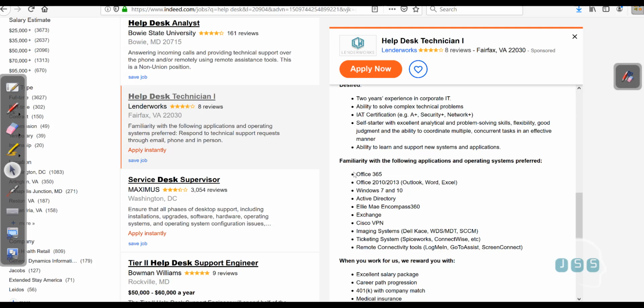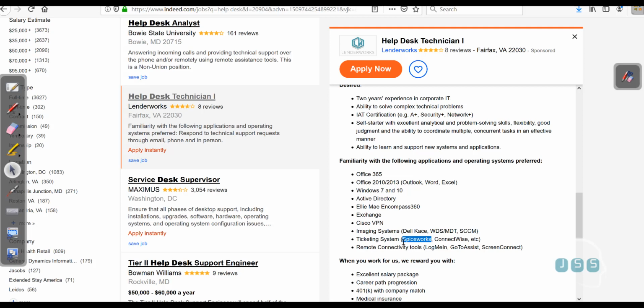We are teaching you this stuff right here because we believe that if you do A+, you cannot do 80% of the things that they're putting right here. For example, Office 365 is not included in that. Okay, so Active Directory is included, but it's very limited. It's not how a help desk will be using Active Directory. Okay, and then we have Exchange, Cisco VPN, imaging may be included, yes. Ticketing system is totally not included. I'm not sure if they did include it, but look at these terms right here.